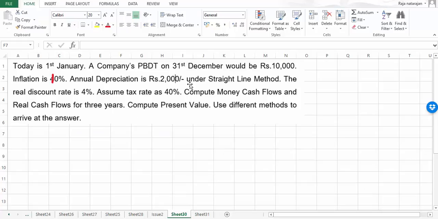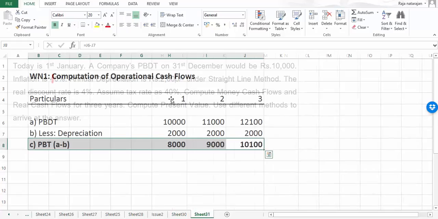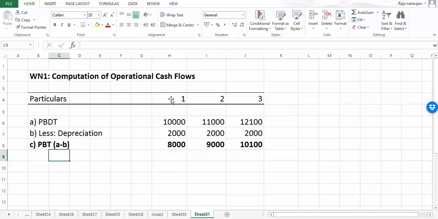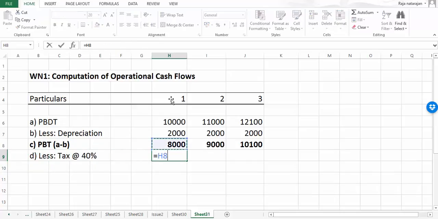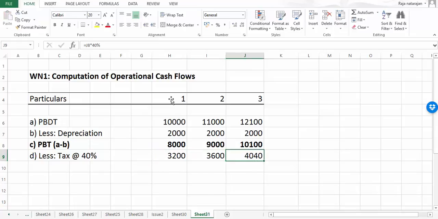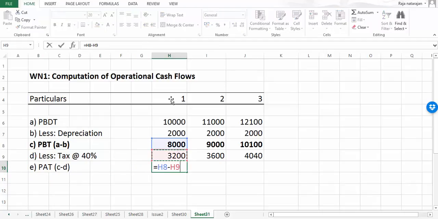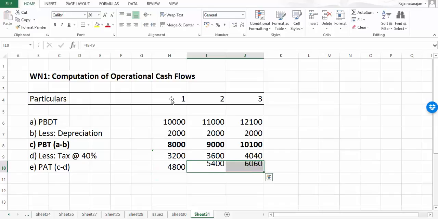Let me go and find out what is my tax rate. It is 40%. So item D, less tax at 40 percent. Let me apply it here. It's going to be 8,000 into 40 percent, 3,200, 3,600, and 4,040. Now I can find out my profit after tax, which is item number C minus D. Let me capture them. 8,000 minus 3,200, 4,800, 5,400, and 6,060.